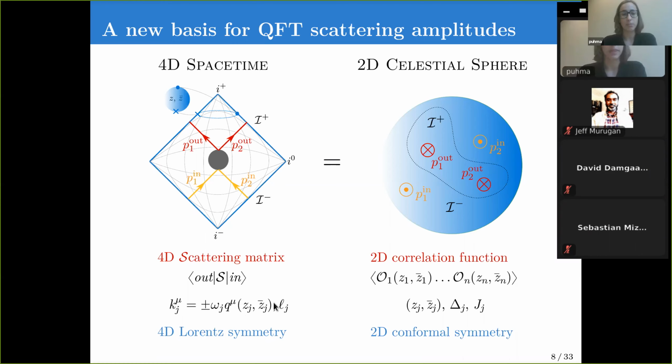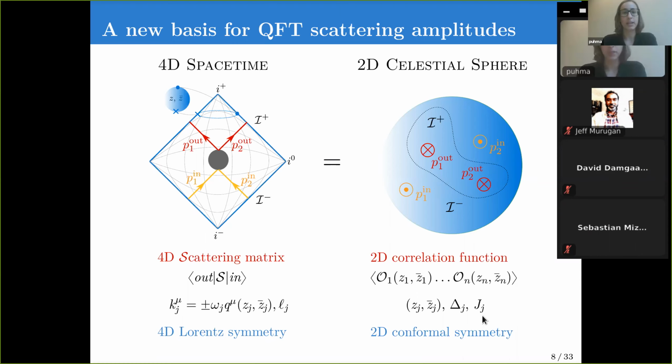Now, four-dimensional scattering amplitudes, of course, have to be Lorentz symmetric, and this acts on the celestial sphere at null infinity as a 2D global conformal group. And this has the consequence that the S matrix can be recast as a correlation function of some operators inserted at points Z and Z bar on the celestial sphere, and which are labeled by the quantum numbers under the conformal group, namely the conformal dimension delta and the spin J.